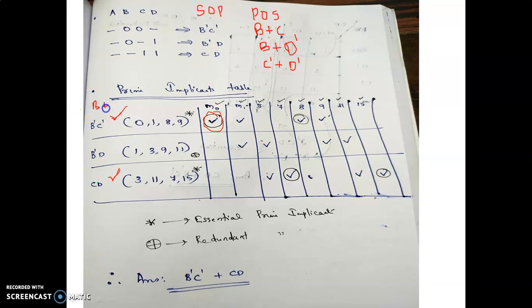The same is repeated here. This is going to be B plus C, and this is going to be B plus D bar. Okay, this is going to be B plus D bar, and this is going to be C bar plus D bar.